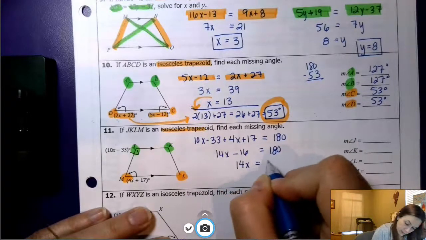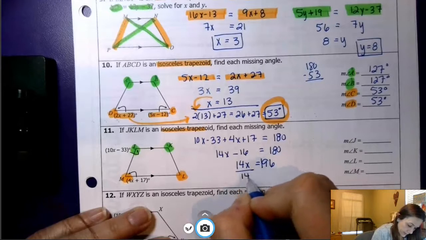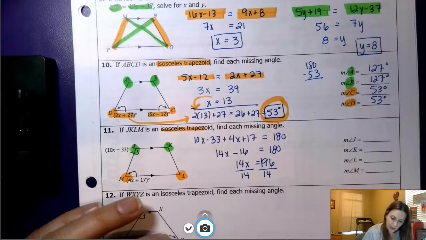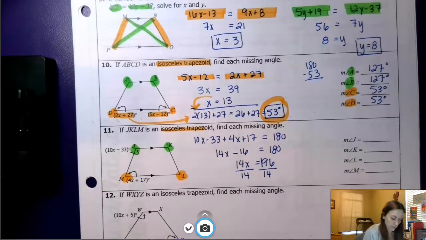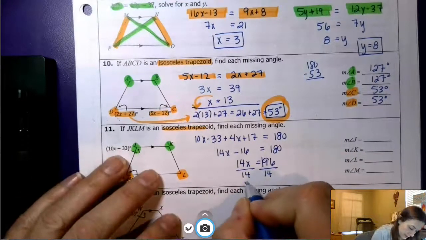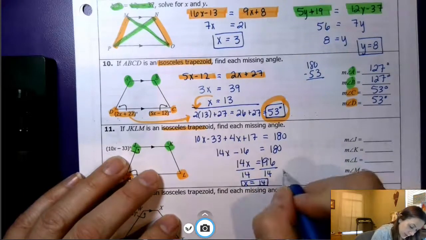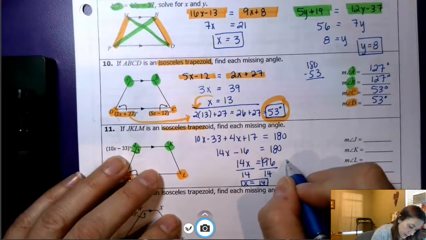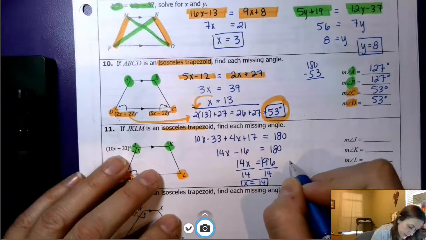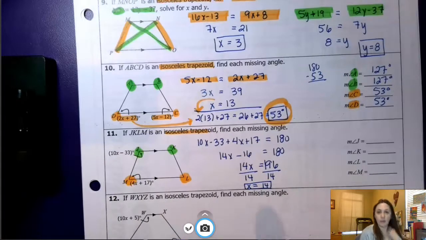14x equals 196. Divide by 14. Now again, hopefully you see this one. That's a perfect square. X equals 14. If you don't see it right away, you can always divide by 2. You get 98 over 7, and 7 goes into 14. Anyway, 14. This is asking for the actual angle measures though, so you've got to plug it in.